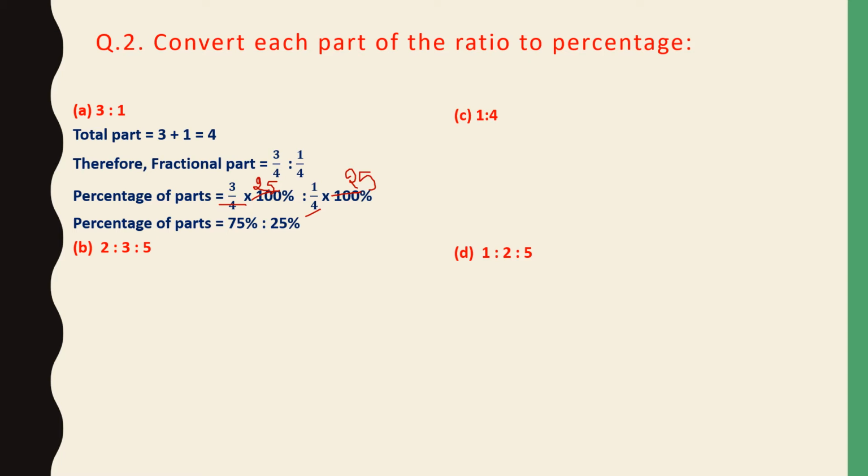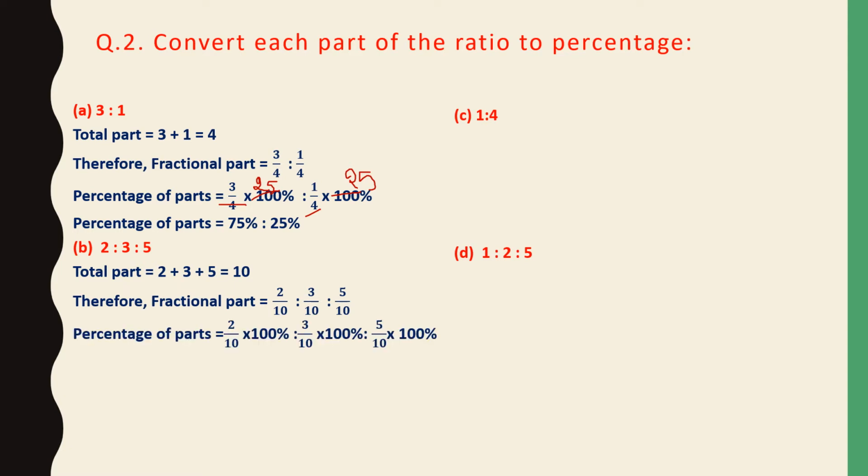Question number B. 2:3:5. Total parts 2 plus 3 plus 5, that is 10. Therefore, fractional parts 2 by 10 is to 3 by 10 is to 5 by 10. Percentage of parts: 2 by 10 into 100% is to 3 by 10 into 100% is to 5 by 10 into 100%. Here we get 20% is to 30% is to 50%.